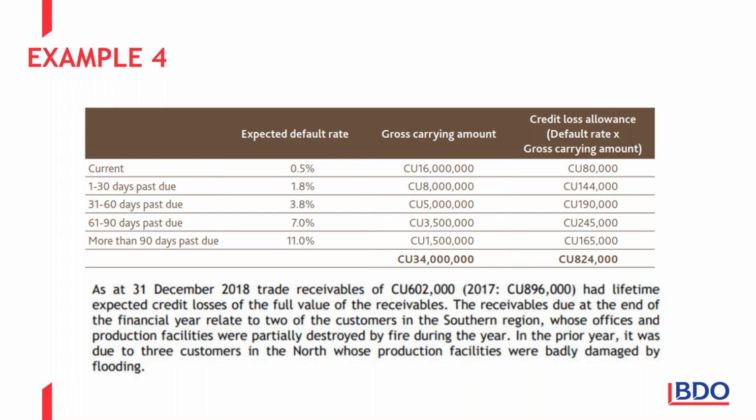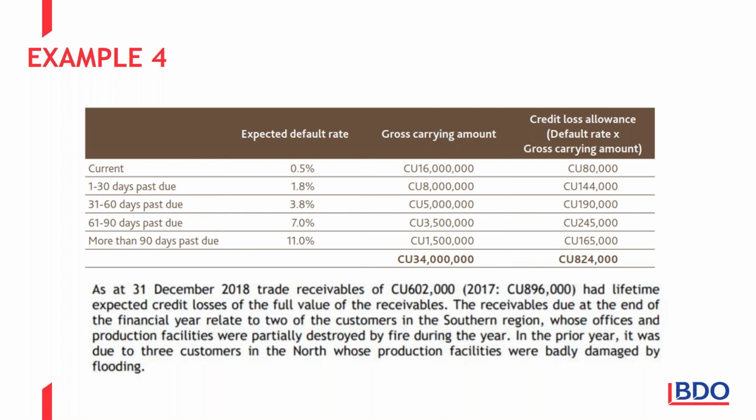You need to disclose how you've measured your expected default rates, and the way they've done it is you stick the disclosure in, you show the measurement categories, you show the gross carrying amount, and you show how you get to your credit loss allowance. So that is great disclosure right there.